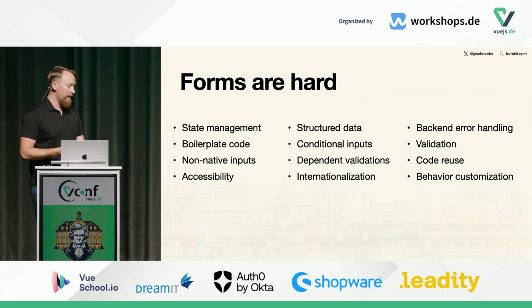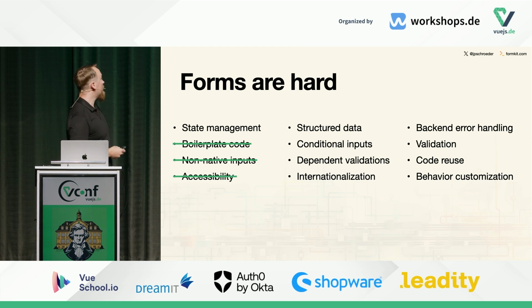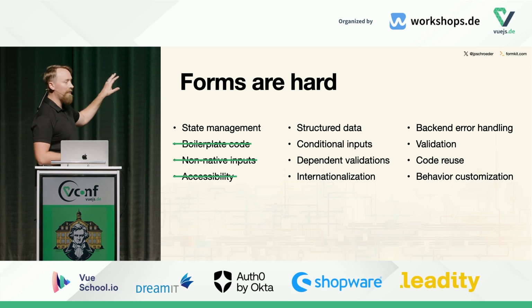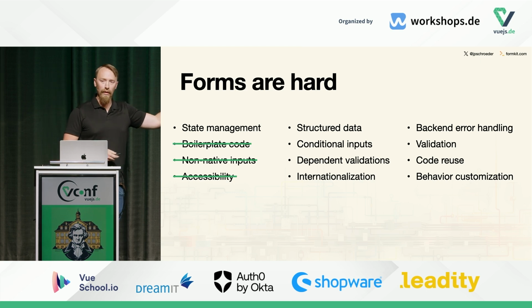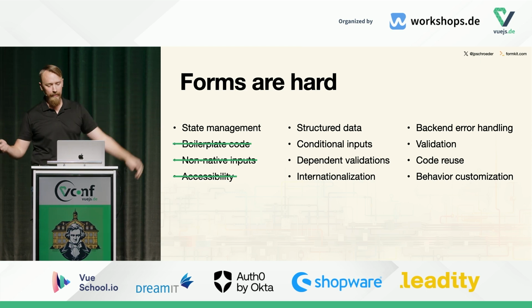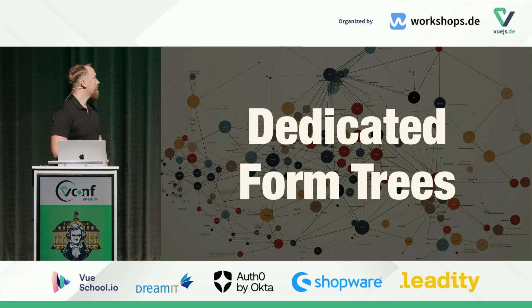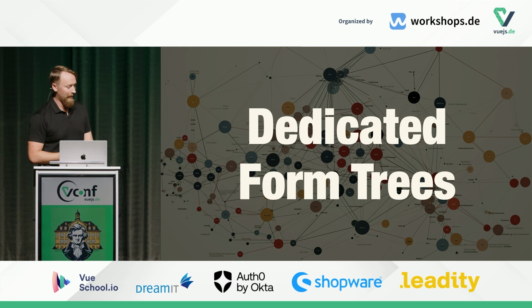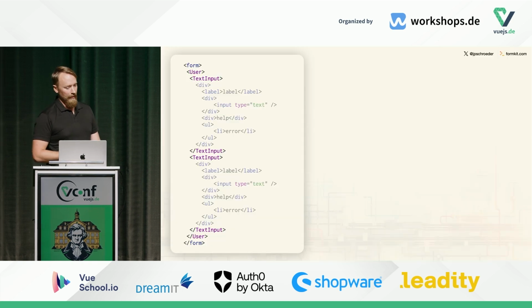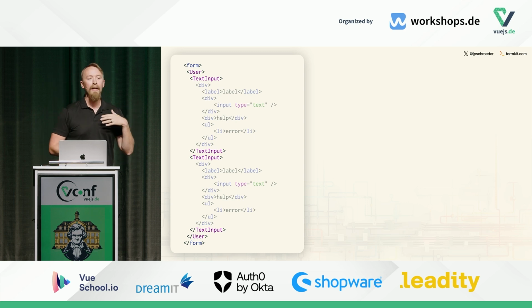Well, forms are hard, and the components really only solved a small subset of the main problems. I would argue that most of the rest of this is not well solved by components. We need something else. So what's the solution? I'm going to argue to you today, and afterwards if you come up and talk to me, that what we really need are dedicated form trees. So this is the same structure that we just had. We have our form with our user component and then two text components inside and all of the DOM elements.